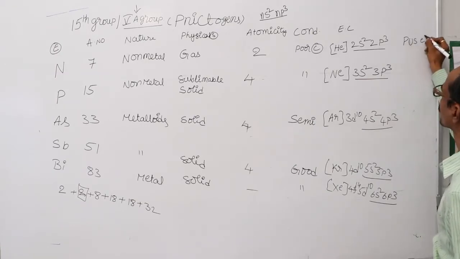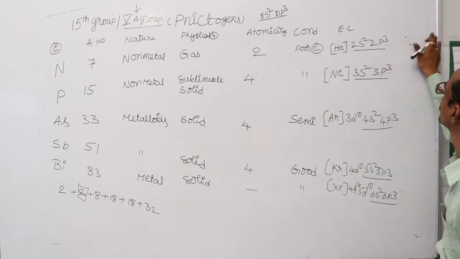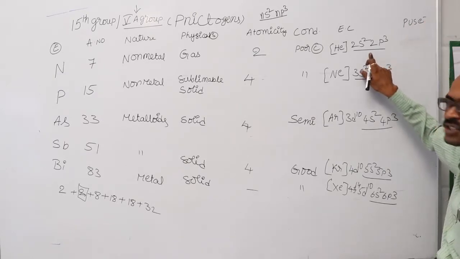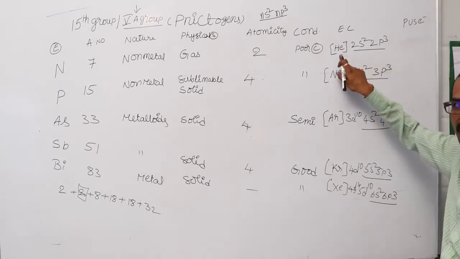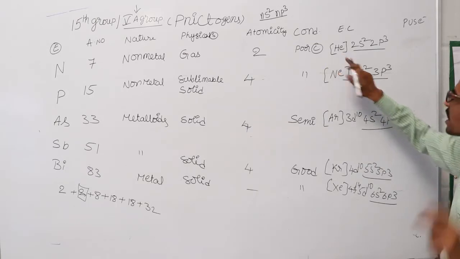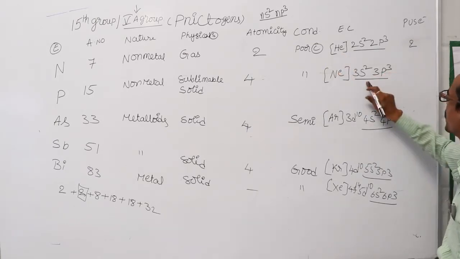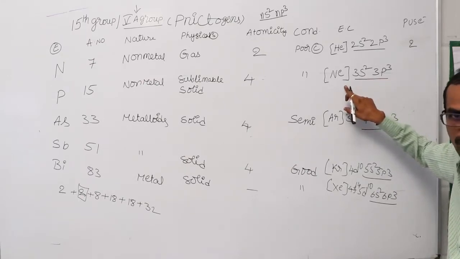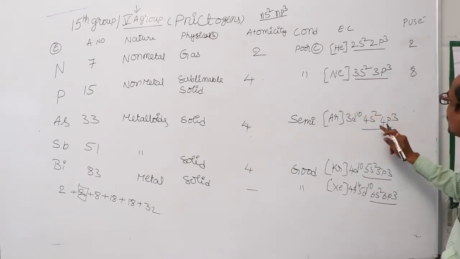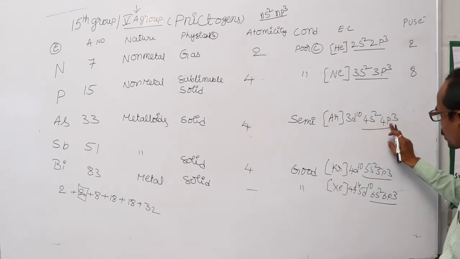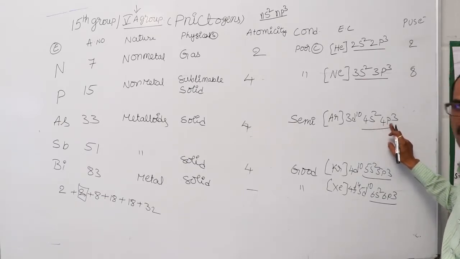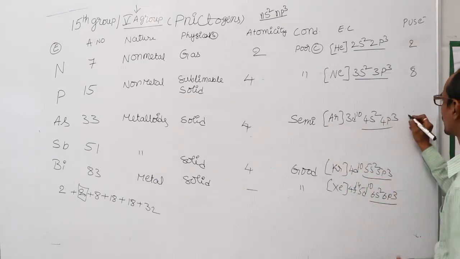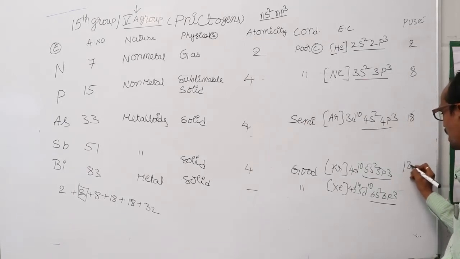Penultimate shell electrons. This is the valency shell here. Here helium means having 1s2, 2 electrons. Here, this is the valency shell. Before the 3s orbital, you are having 2s2, 2p6, that means 8. Here, 4s2 4p3 is the valency shell. In the penultimate shell, you are having 3s2, 3p6, 3d10, that means 18.